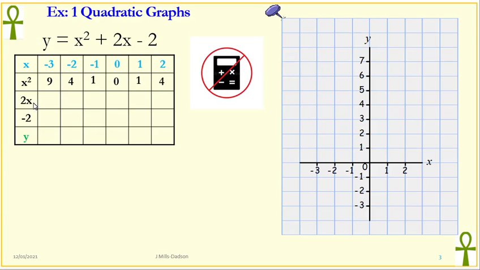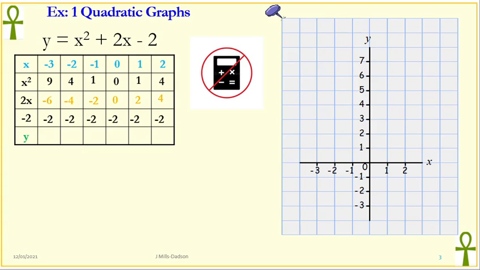The row for 2x, you have to multiply 2 by each of the x values. Remember, negative times positive is negative, so you have to be mindful of that. Times each of these numbers by 2 for the 2x row. The -2 is a constant, so it doesn't change with x, so it's going to repeat -2 throughout.